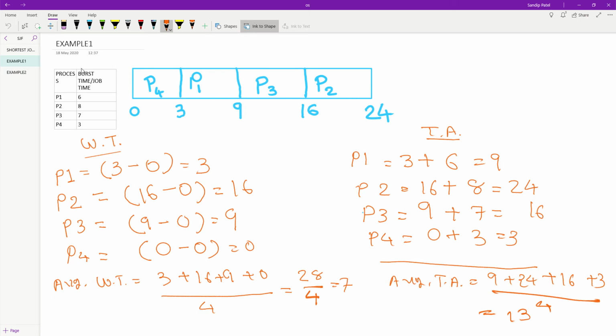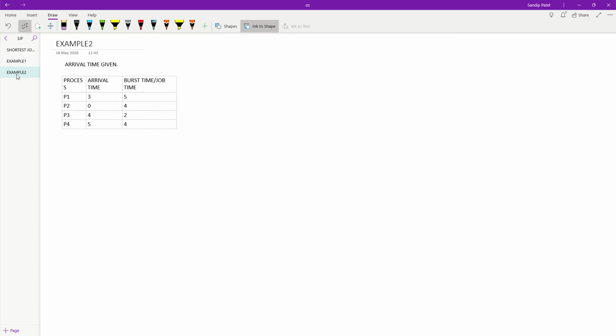Here we considered the arrival time as 0 milliseconds. We are assuming that at 0 milliseconds all these processes are available in the ready queue. Now the next example we are going to see. Look at this example. We have the processes P1, P2, P3 and P4. Now here the arrival time is given. So whenever the arrival time is given, consider this arrival time. Look at the arrival time and then apply the algorithm. So here are the arrival times and these are the burst times. So you will start drawing the Gantt chart for the given example.